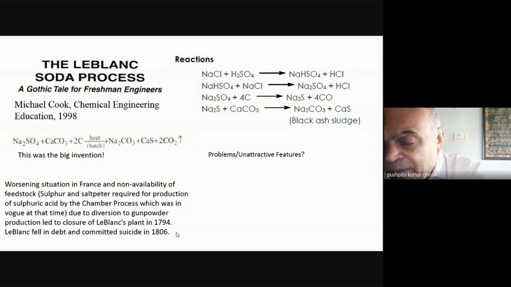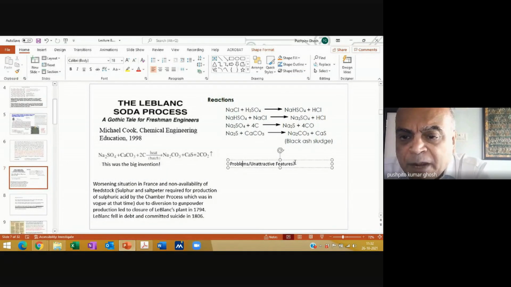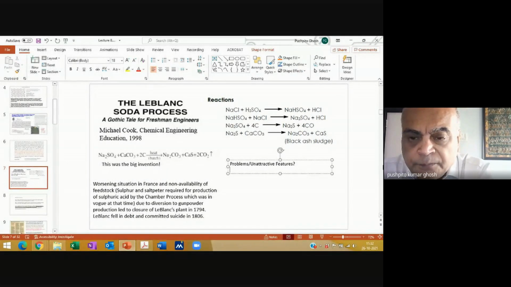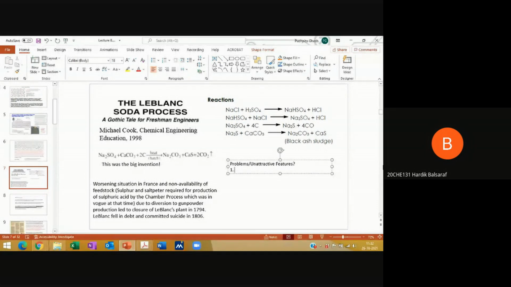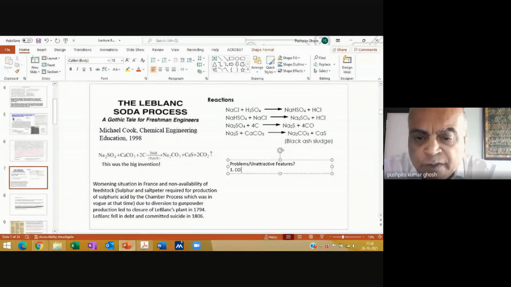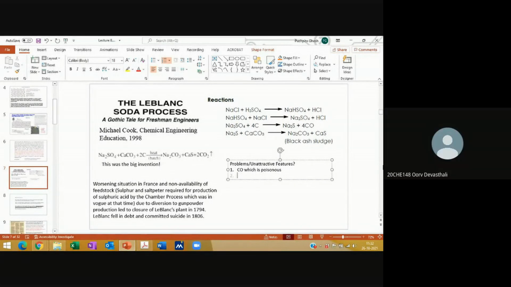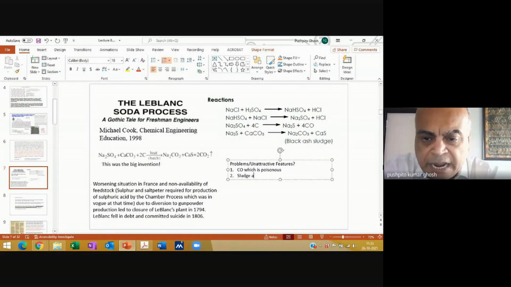And oh, there was one more thing. I'm sure Leblanc received a lot of flak for all the pollution that he introduced. So, what would be some of the pollution problems? What do you see above? What were the problems? Carbon dioxide was produced. Carbon dioxide or monoxide? Monoxide was produced. CO, which is poisonous. And what did you say the next one? The sludge and its maintenance. Sludge and its maintenance. What else?